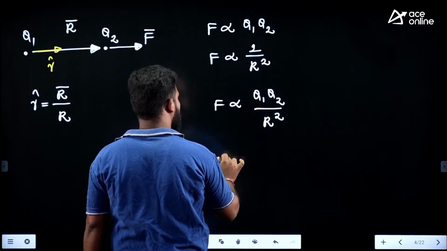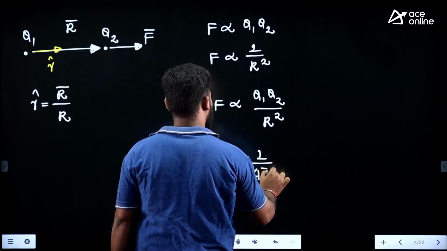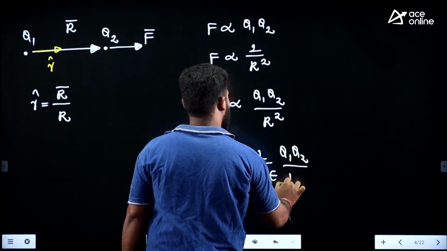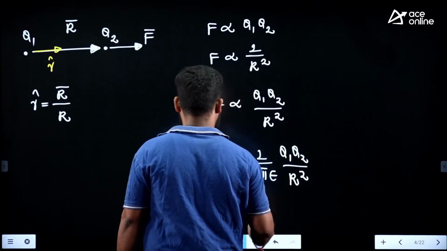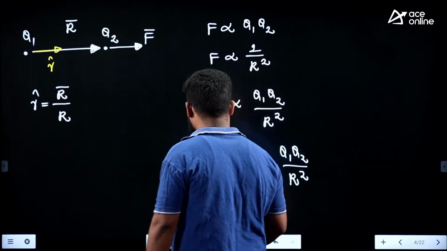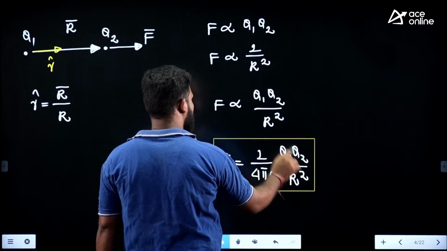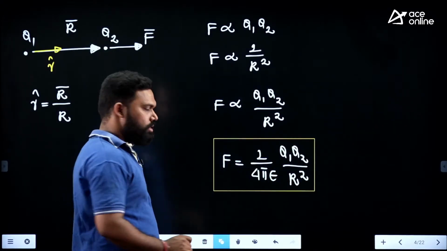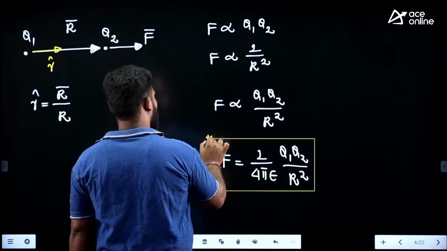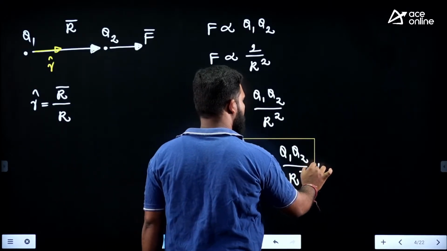What is the proportionality constant? F is equal to 1 divided by 4 pi epsilon into Q1 Q2 divided by r square. Fine. So this is the scalar form. Most of the questions will be from this scalar form only. It is talking only about the magnitude. What is this epsilon? I will talk about that. What are the units for the force? Units are also important for our exam: newtons.